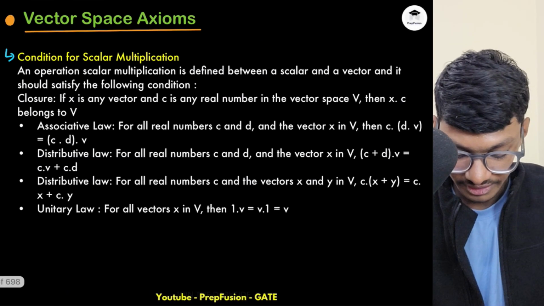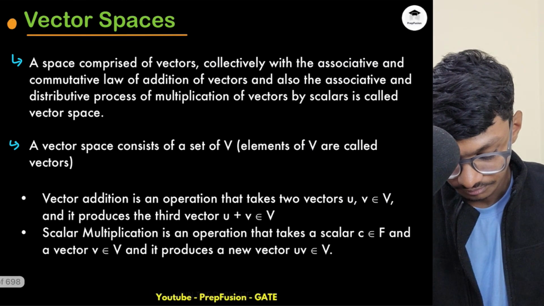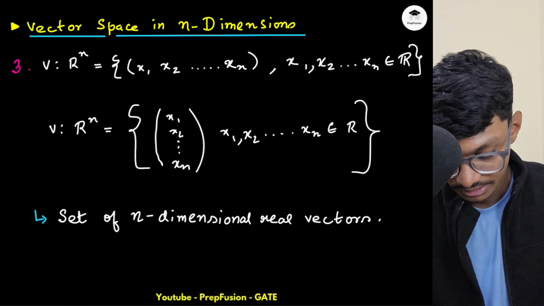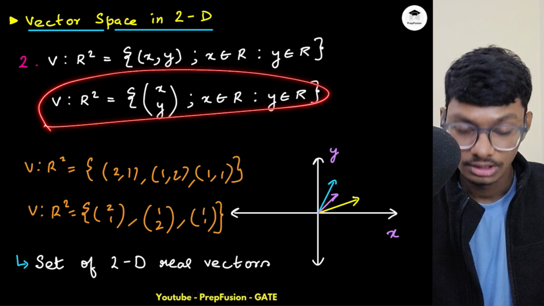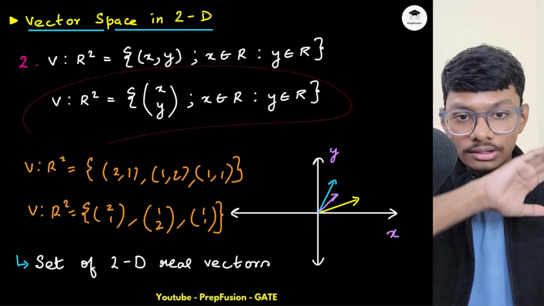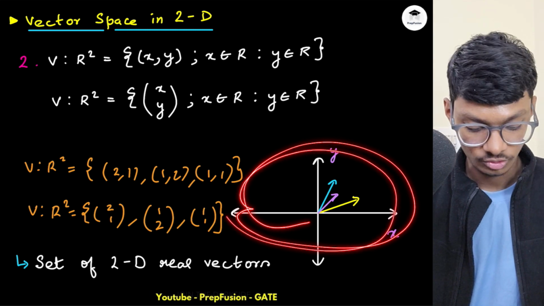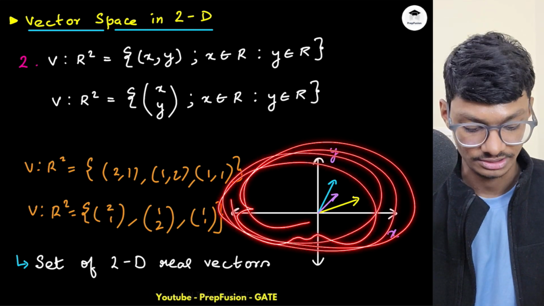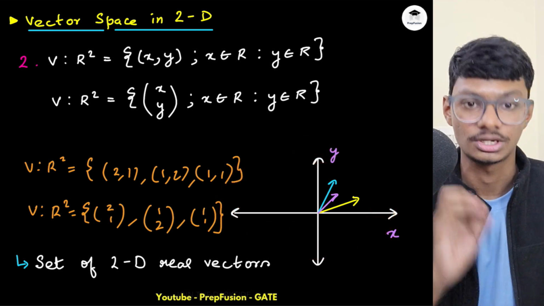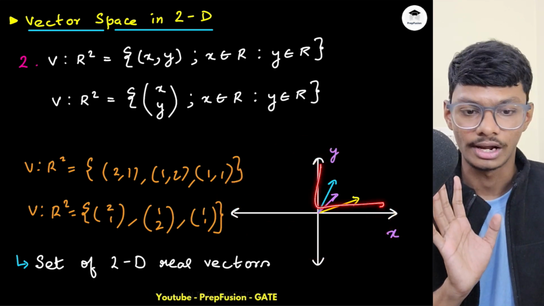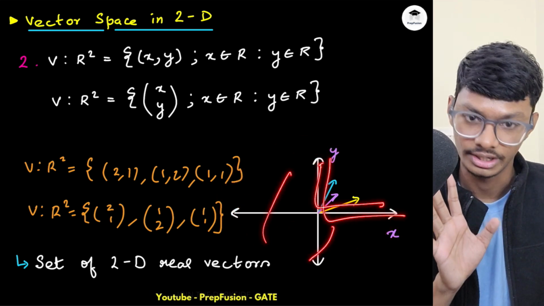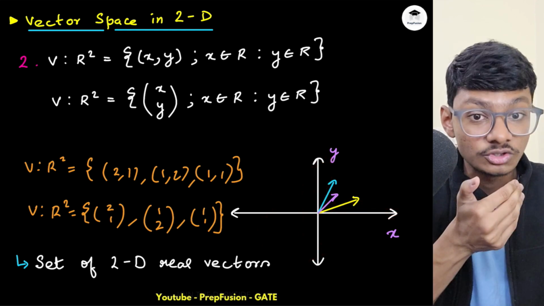Let me take this example. This whole 2-dimensional space is my vector space. Now I only want the first quadrant. I don't want all this. I only want the first quadrant. Then what should be my condition?